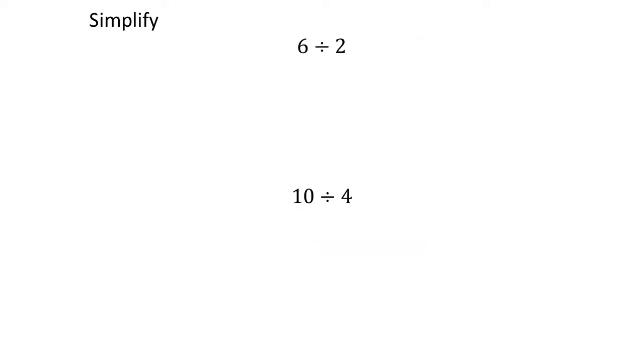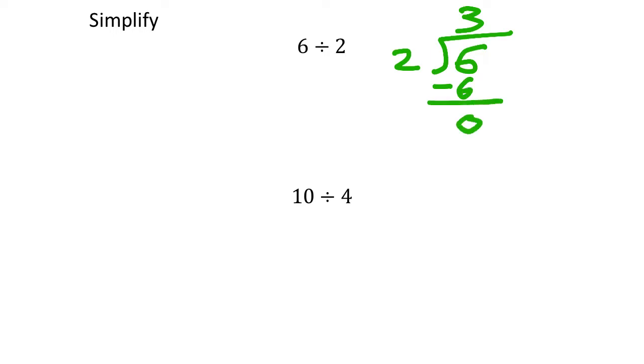Some more division. These ones, 6 divided by 2. No matter how you do it, this is kind of the most common way we've seen it, right? With long division, 2 will go into 6 exactly 3 times. 3 times 2 is 6. So when we take that away, we've distributed all the 6, and we just get that quotient of 3.